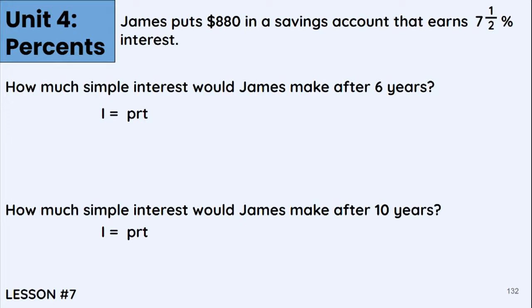So for the 6 years, start with $880. Now we need to look at the rate. It says 7.5%, but we still have to make that into a decimal. So I'm going to move the decimal over once, move the decimal over twice. That would be 0.075 for 6 years. All right, go ahead and find out how much James would make after 6 years.